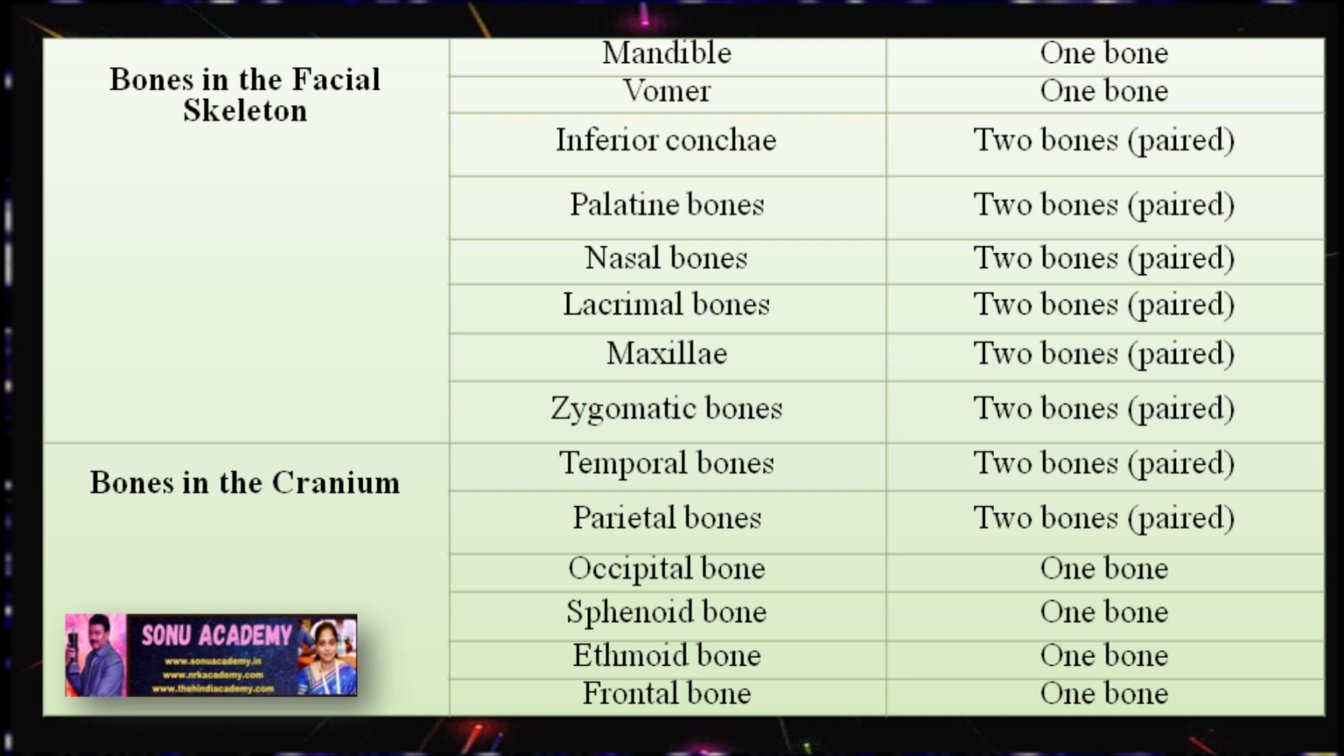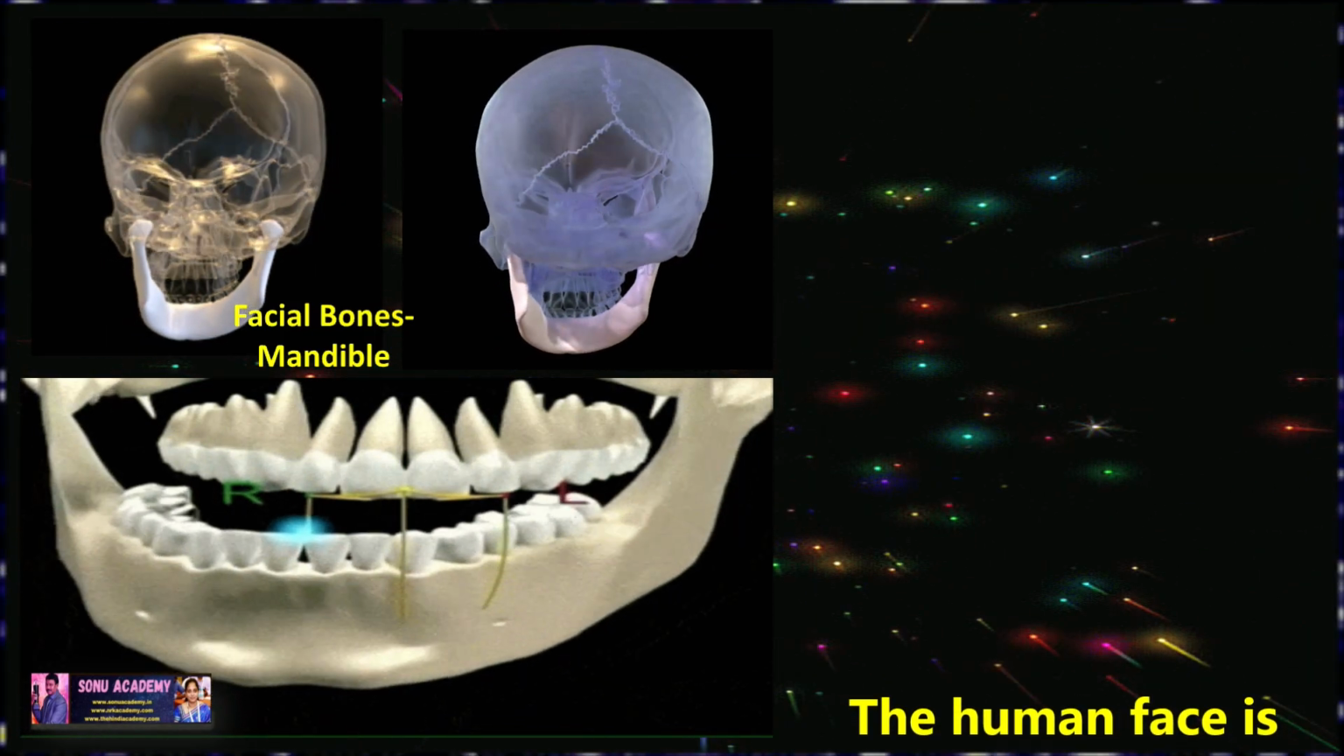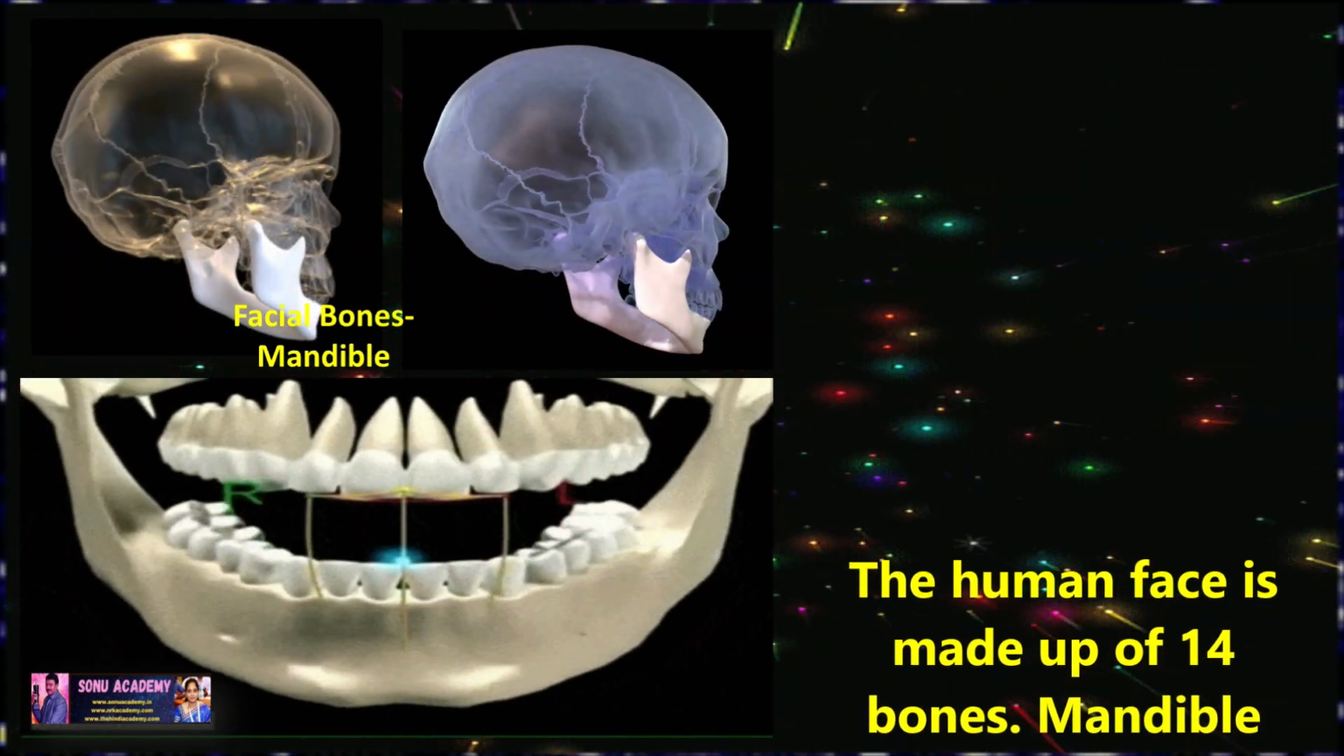Now look into the cranium bones. Temporal bones, two bones which are paired. Parietal bones are also two bones, and occipital bone is one, sphenoid bone is one, ethmoid bone is one, frontal bone is one. That is the cranium skeletal system. The human face is made up of 14 bones.